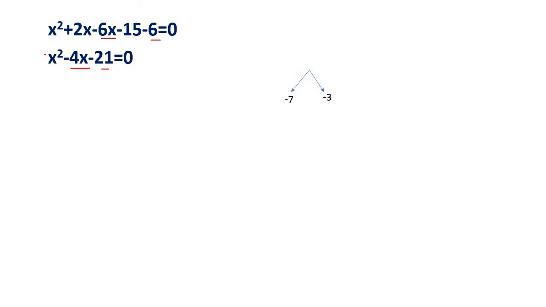Here the coefficient of x square is 1 and the constant is minus 21. So if you multiply, you will get minus 21. The factors of 21 are 7 and 3, 7 threes are 21. Here we have to get minus, therefore the factors are minus 7 and plus 3. 7 threes are 21, we get minus 21.